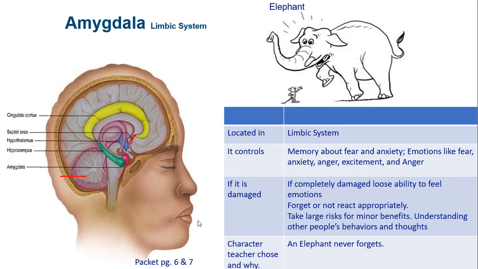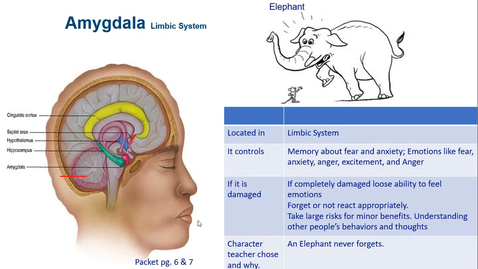And so sometimes people see memories and they think memories like, I remember the one time that this happened. No, not those kind of memories. Your amygdala is memories about the reaction. If you were to damage your amygdala, then you would lose the ability to feel emotions correctly. You might forget or not react appropriately. Research suggests that people who have minor damage to certain parts of the amygdala don't know how to assess risk correctly. And so they'll take big risks for things that have very little payoff.